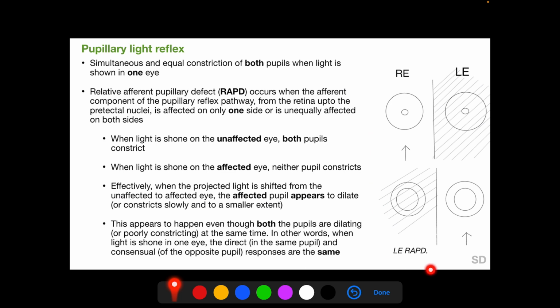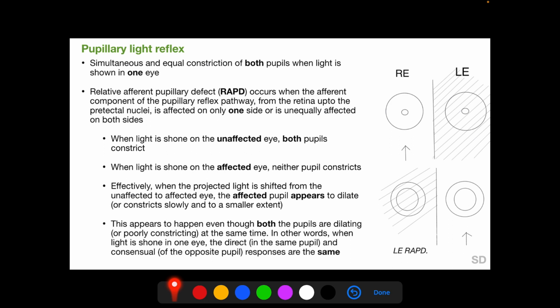Here is a diagram showing left RAPD. So the afferent pathway is defective on the left side. So when the light is shown on the unaffected eye, both the pupils constrict, and when light is shown on the affected eye, neither pupil constricts. So what do we get effectively?